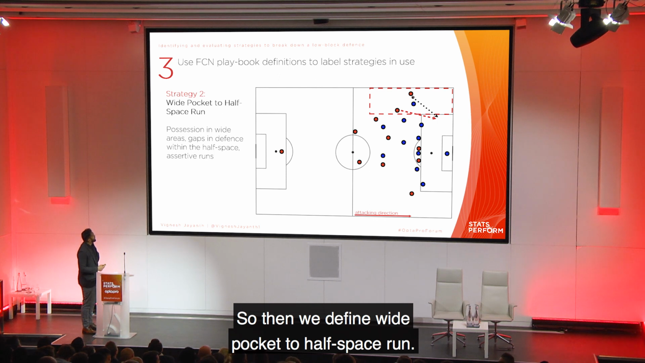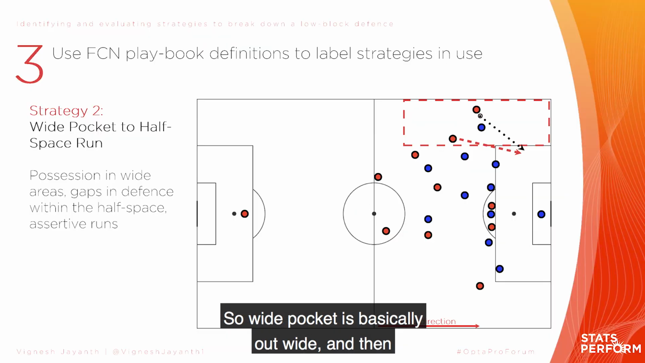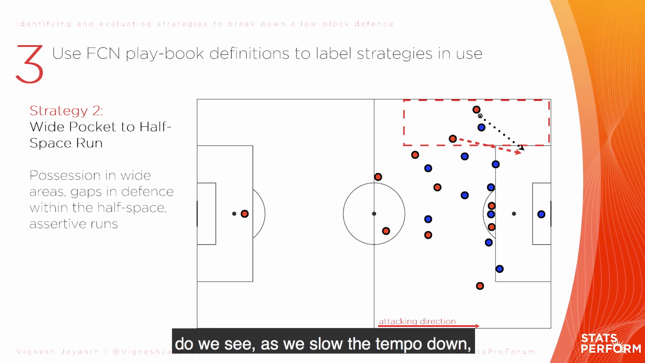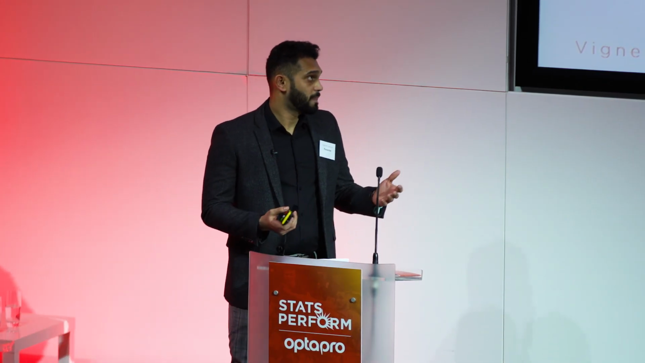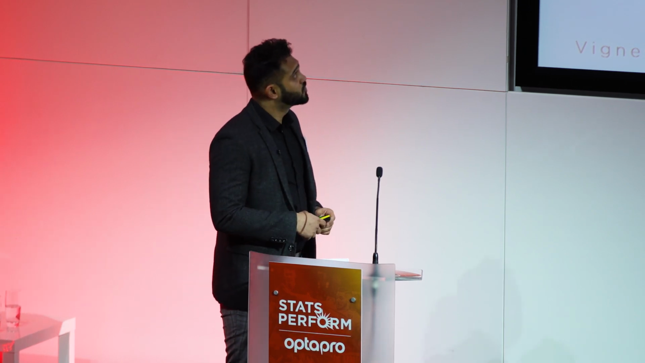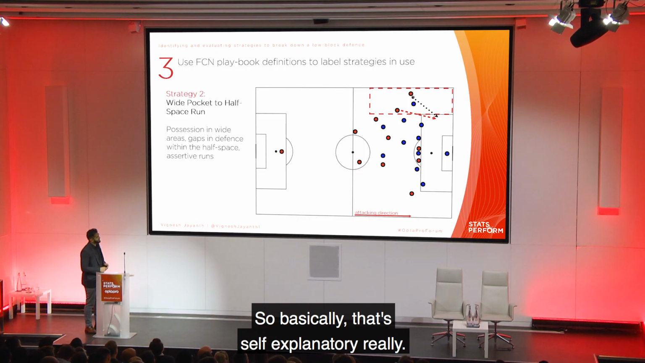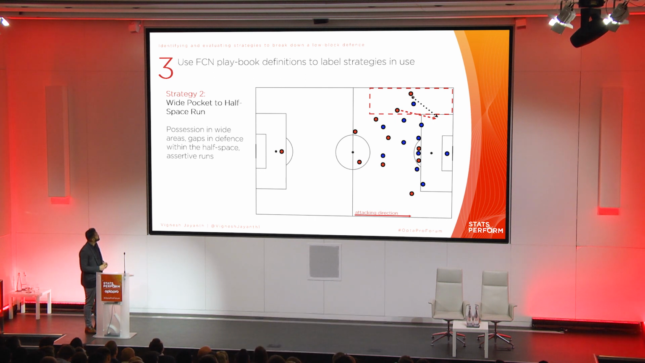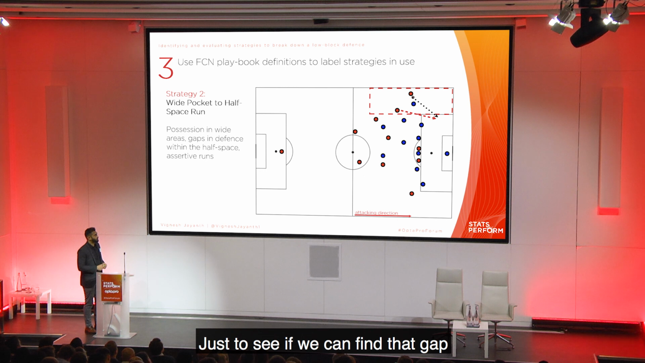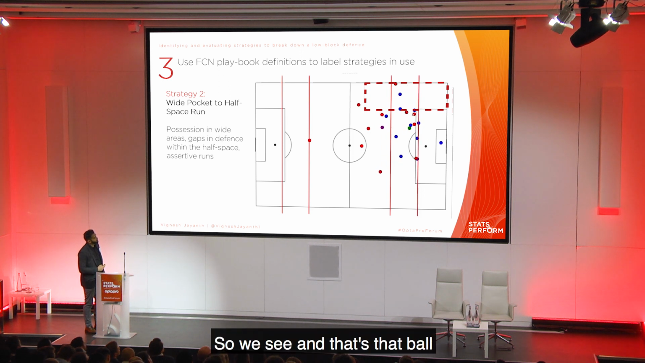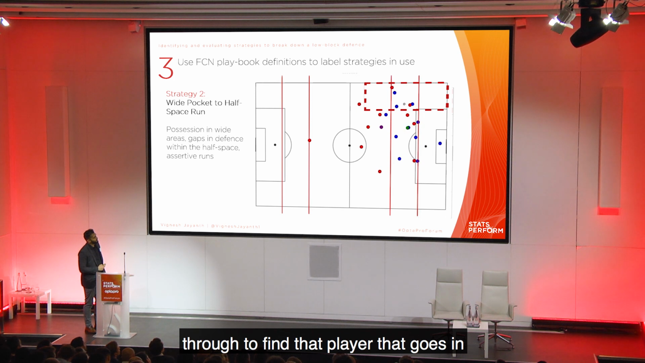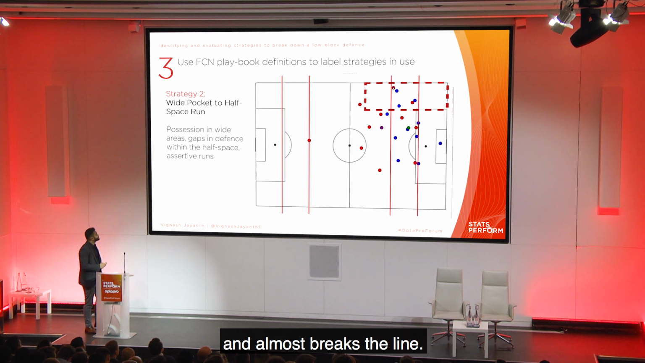Then we define a wide pocket to a half space run. Wide pocket is basically out and wide, and as we slow the tempo down, we want to see players run into the half space, and if they're running into the half space, does it lead to a breakthrough? That's self-explanatory really, just to see if we can find that gap to get that run in. So we see that ball through, to find a player that goes in and almost breaks that line.